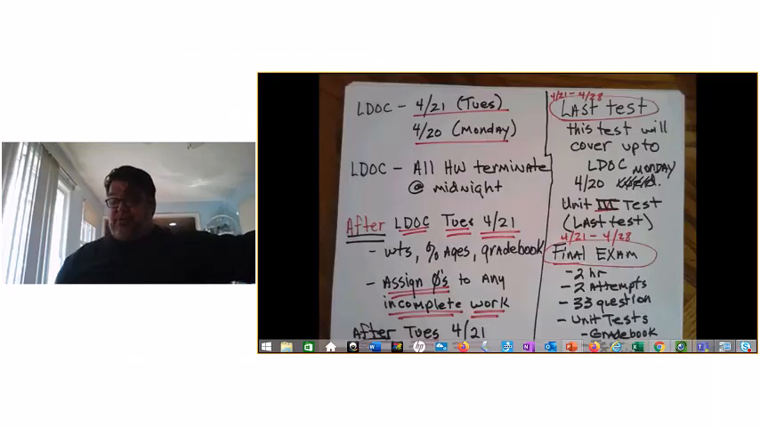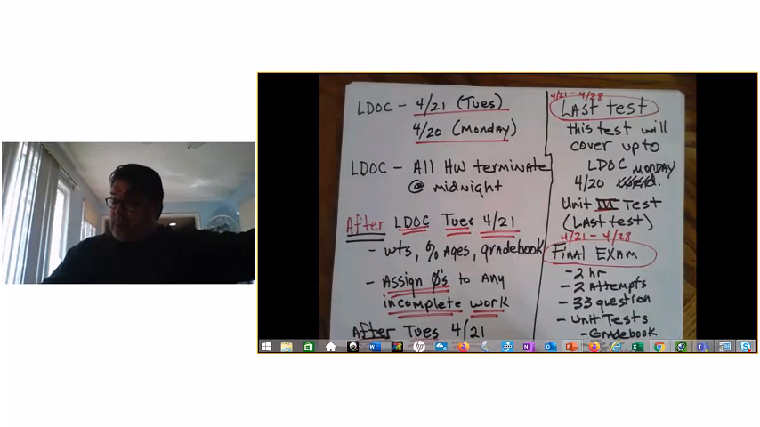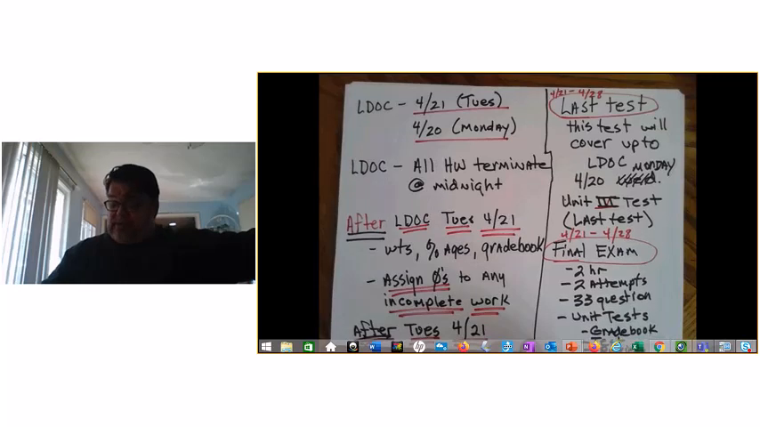Just to go over, the last day of class is 4/21. For this class, it's 4/20. Last day of class, all homework will terminate at midnight. After the last day of class, I will go through the weights and percentages on the grade book to make sure they are correct. After the last day of class, I will also assign zeros to any incomplete work. After Tuesday, 4/21. Notice I said that twice.